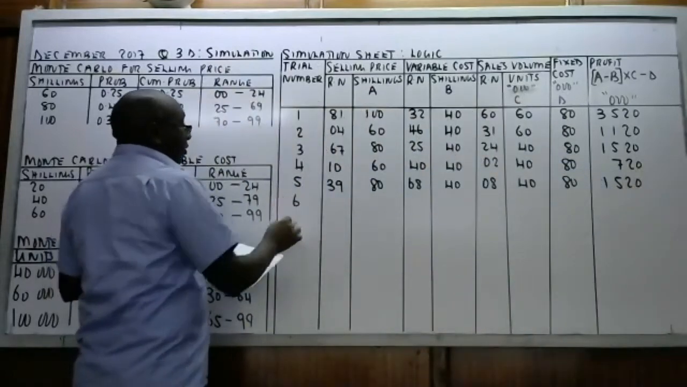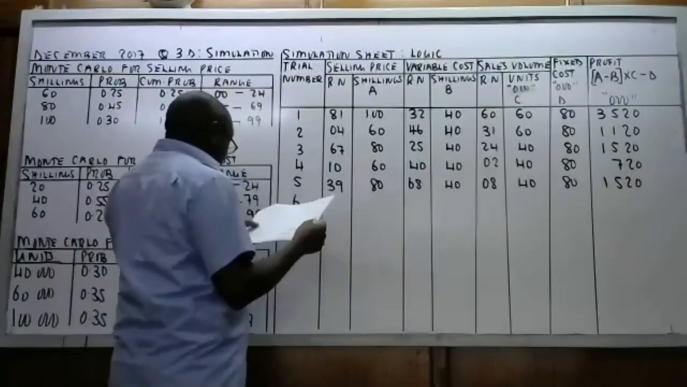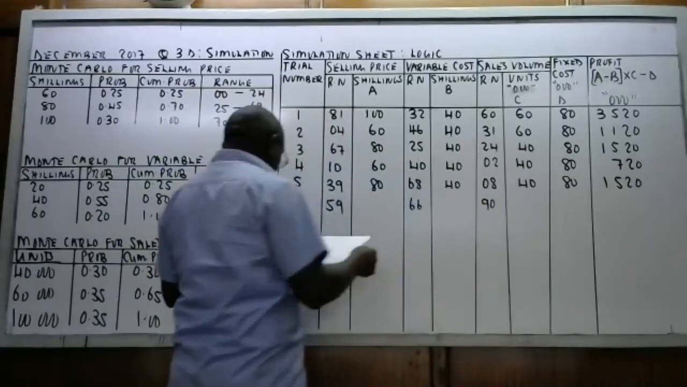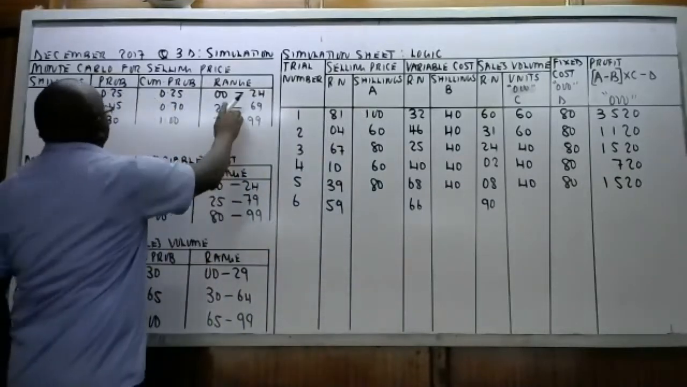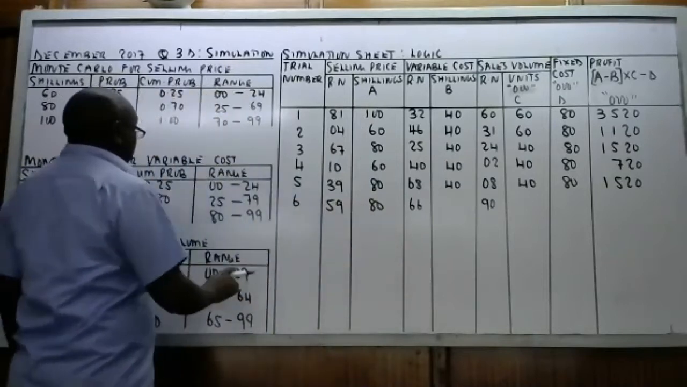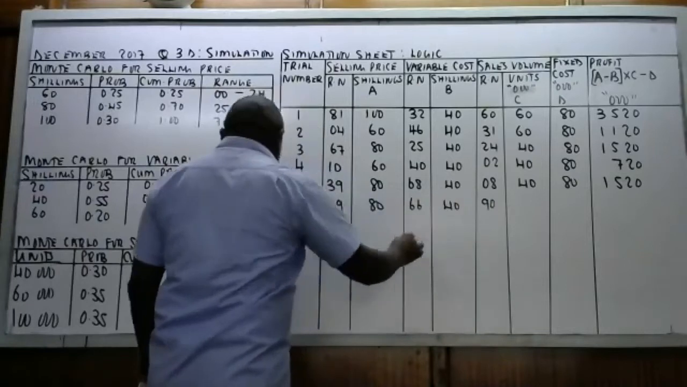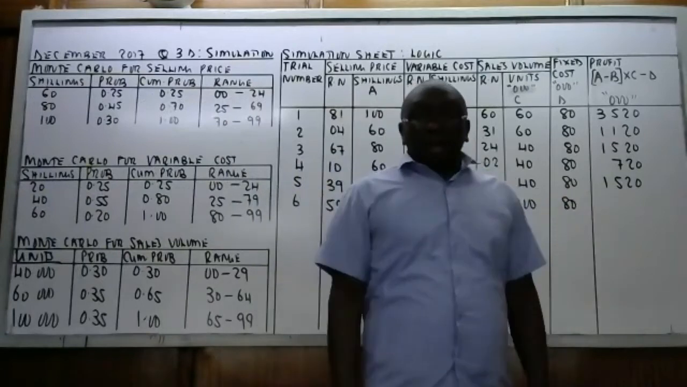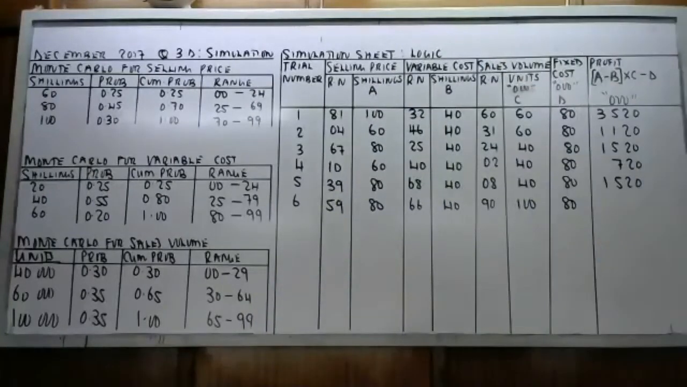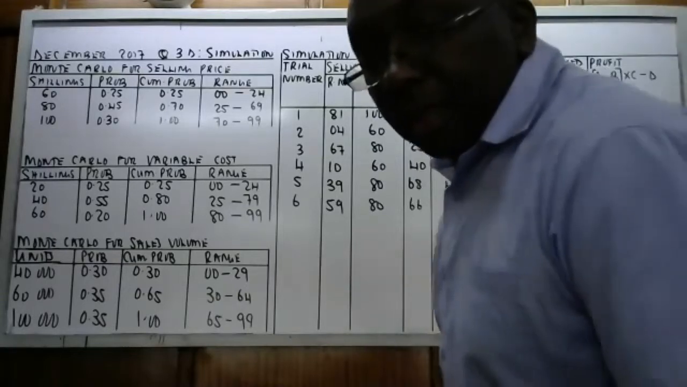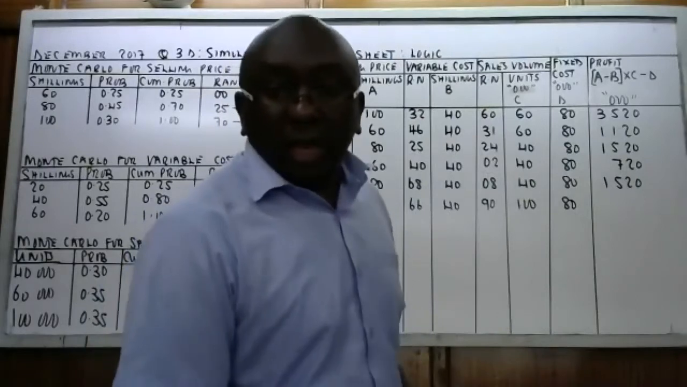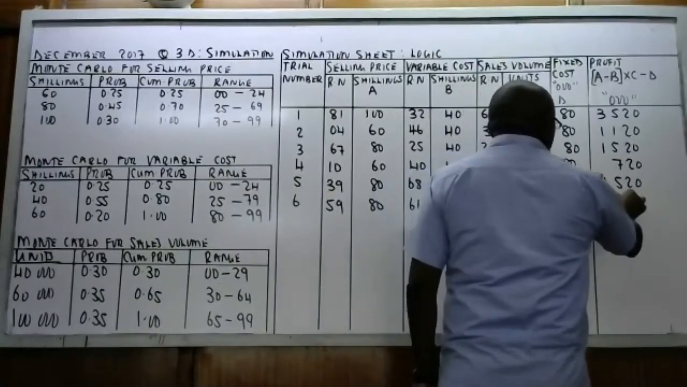We go to number 6. Number 6, we had reached 08. So now it is 59, 66, and 90. So 59 here is giving me 80. 66 here is giving me 40. 90 is giving me 100. And the fixed cost is 80. That is 920, according to Rihanna. Yes, Aris, 920.